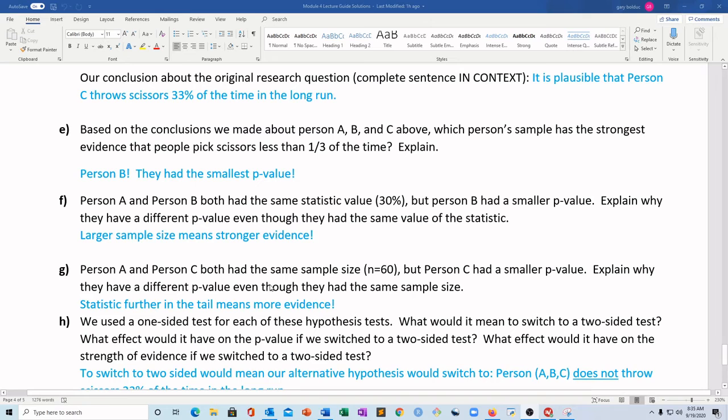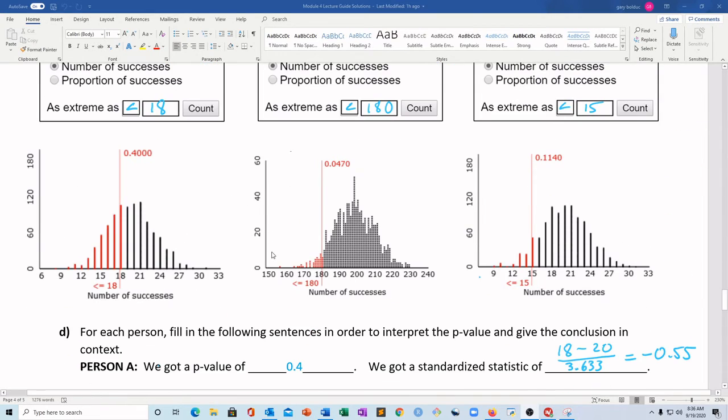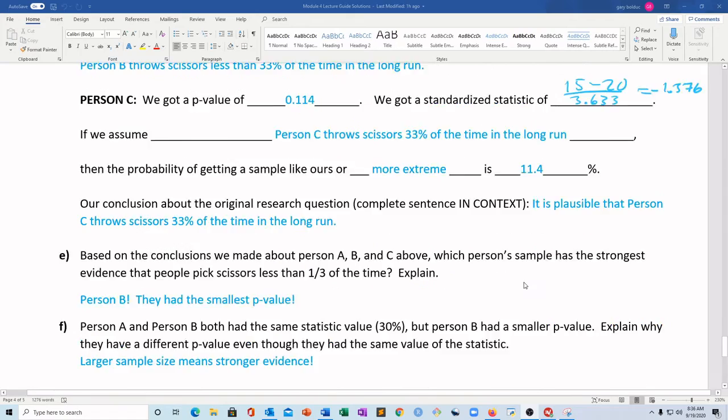Okay, A and C had the same sample size, but C had a smaller p-value. How come? Well, even though they had the same sample size, they both played rock, paper, scissors 60 times, person C had a more extreme statistic, right? It was further in the tail. So let's go back up, right? 15 is further in the tail than 18. 18 is pretty close to the middle, but 15 is a little further out. More extreme, more evidence.